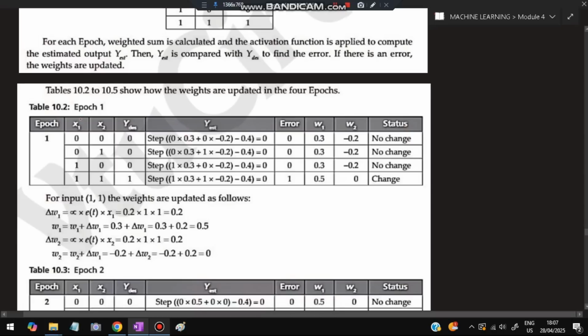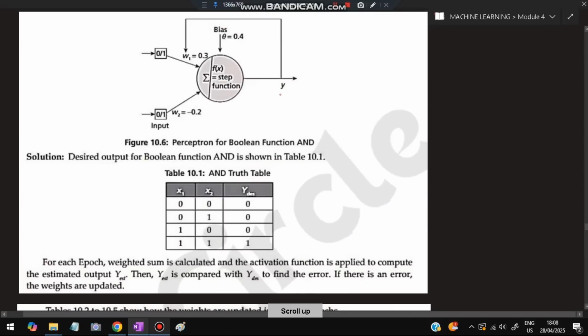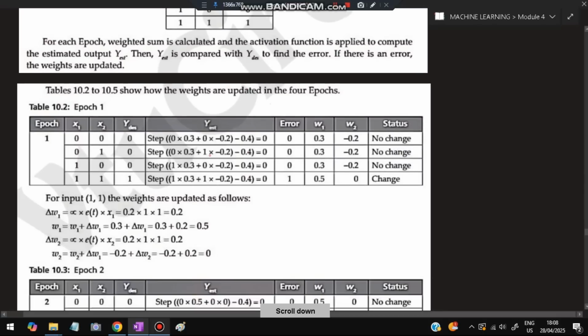How do we calculate? We'll multiply x1 with w1 and x2 with w2, and we'll add them up. W1 is 0.3 and w2 is minus 0.2. So we multiply x1 and x2 with them and add, and then we subtract the bias. Yes, it is subtraction, we'll subtract the bias. The bias value is 0.4.